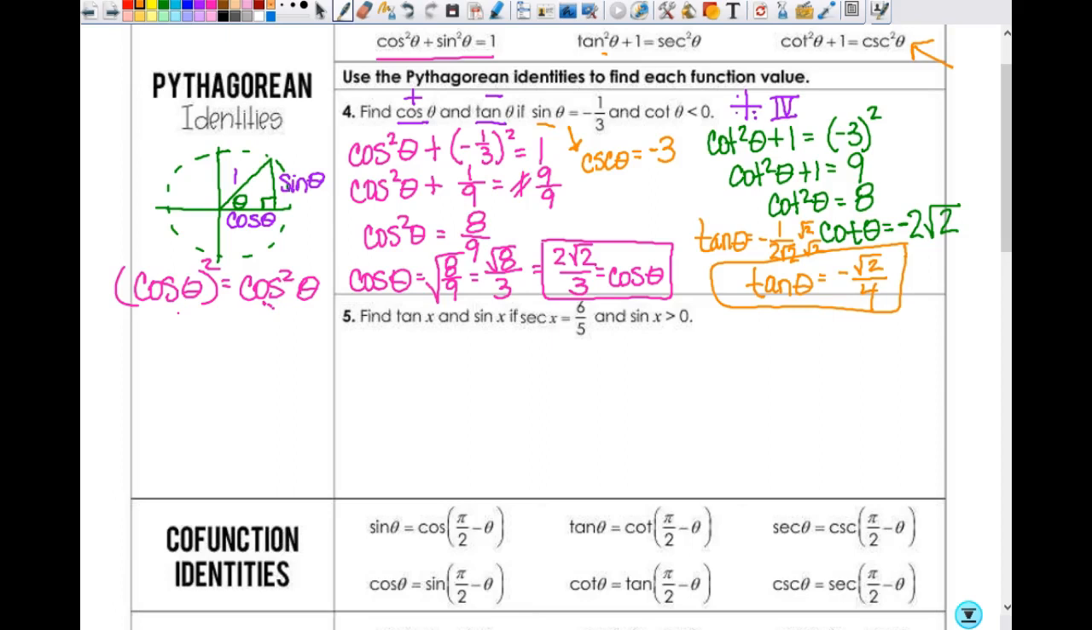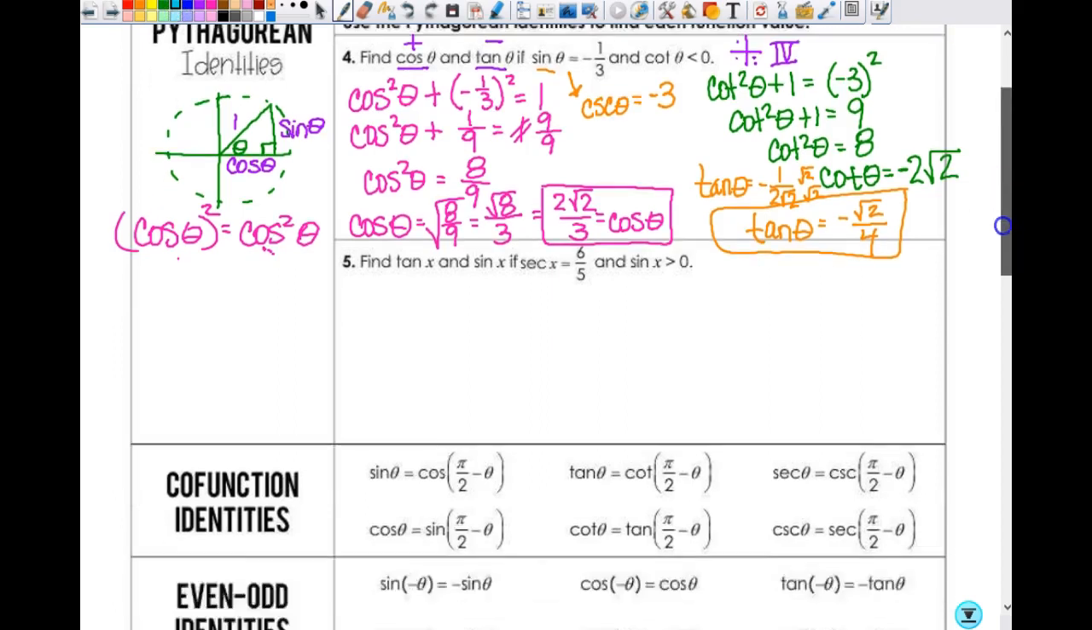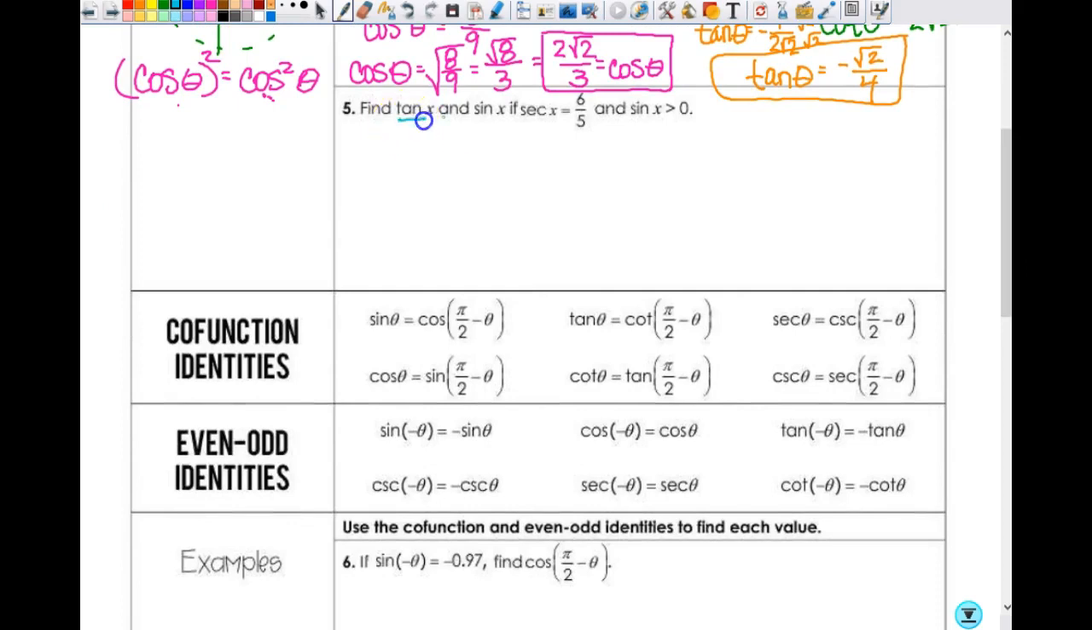Okay. Let's look at number 5. So on number 5, I want to find the tangent and the sine given the secant. Secant is positive. Secant is the reciprocal of what? Cosine. And cosine is positive in quadrants 1 and what? 4. All students take calculus. Sine is positive in quadrants 1 and 2. So they overlap in quadrant 1, which means this is in quadrant 1. Everything's positive in quadrant 1.